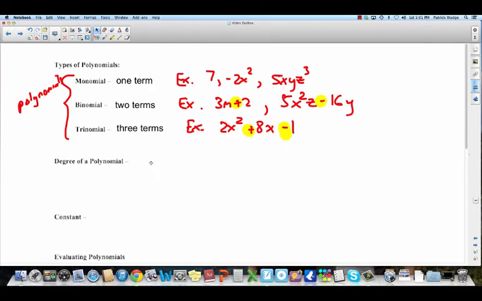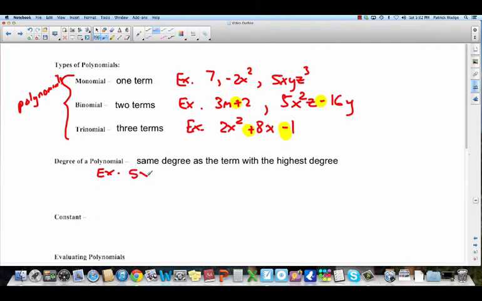Okay, degree of a polynomial. The degree of a polynomial is the same as the degree of the term that has the highest degree. Confusing? Let me give you an example. For example, if we had something like 5x squared plus 3xy cubed minus xy plus 6. How many terms? 4, right? Because we have plus sign, minus sign, plus sign. So that means there's 1 at the front, 1 in here, 1 in here, 1 here. 4 terms. So what's the degree of each one of these things?